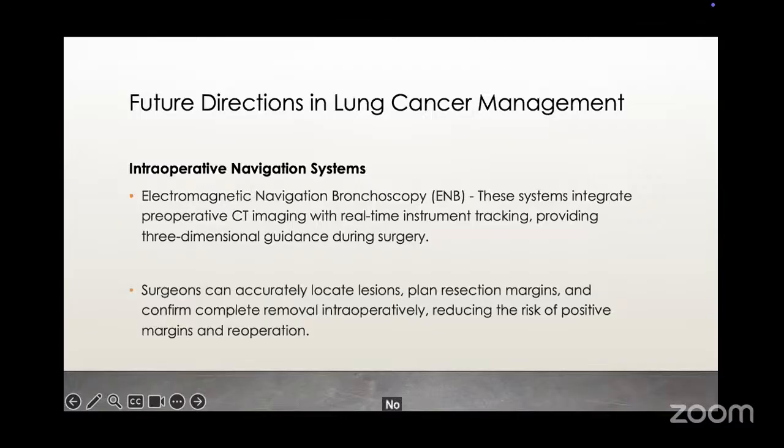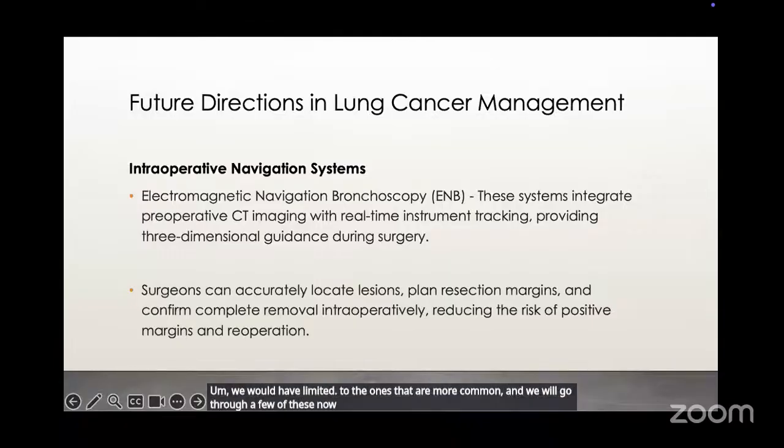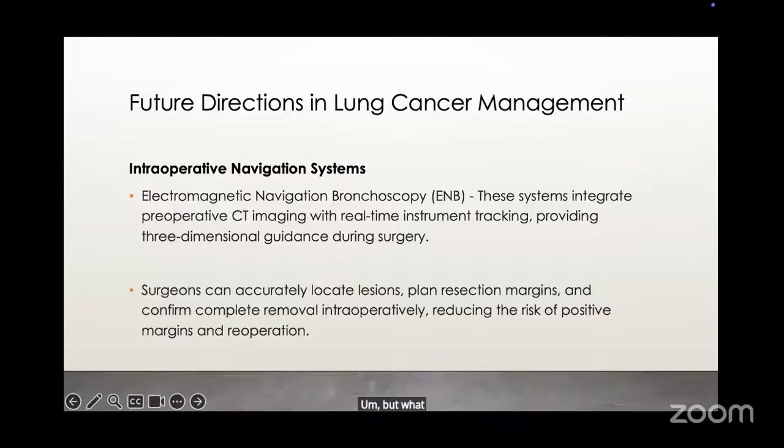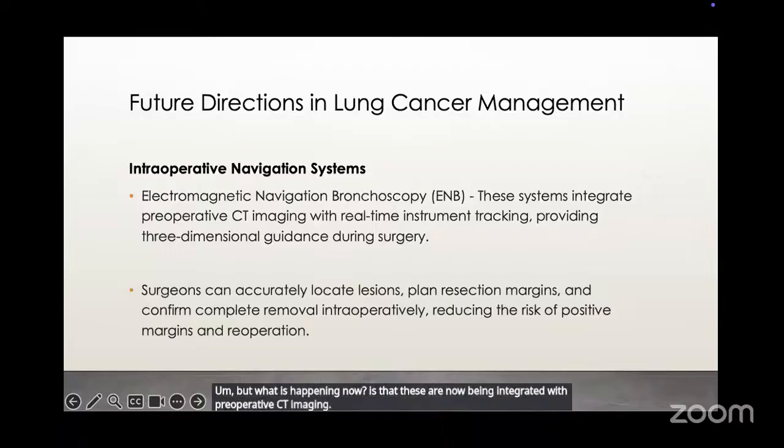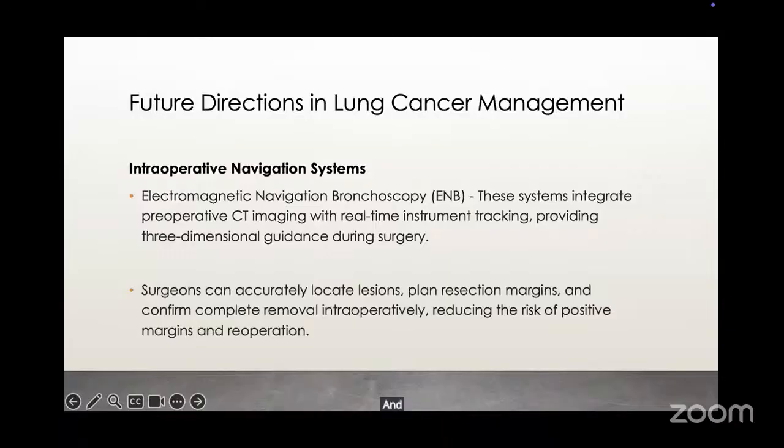Now, we look at some of the future direction in terms of lung cancer management. I said that the advances in surgical management of lung cancer is extensive. We would have limited to the ones that are more common, and we will go through a few of these now. We have mentioned electromagnetic navigational bronchoscopy before, but what is happening now is that these are now being integrated with preoperative CT imaging and then real-time instrument tracking, providing three-dimensional guidance during surgery.